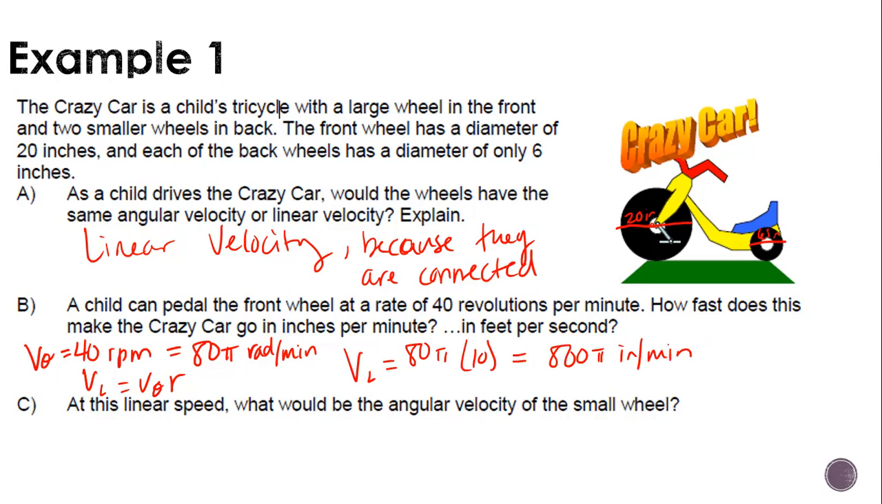Well, what does it want my answer in? Feet per second. So I'm going to have to convert 800 pi inches per minute into feet per second. How do I do that? I can set up my train track. I'm going to do it at the top because I don't have enough room. 800 pi inches over 1 minute. Getting rid of the inches, turn it into feet. 12 inches is 1 foot.